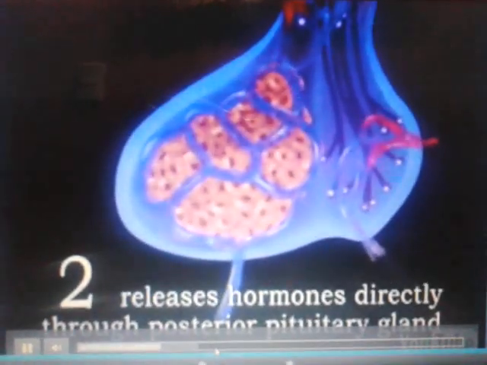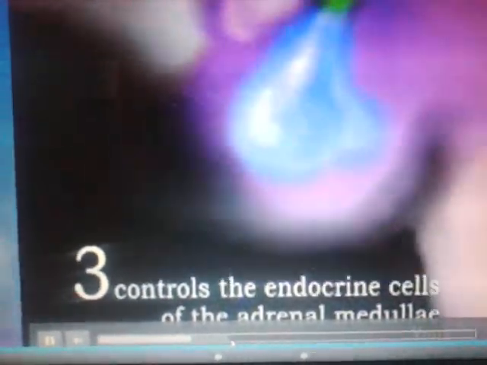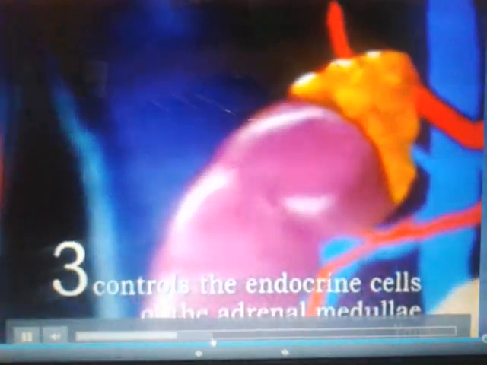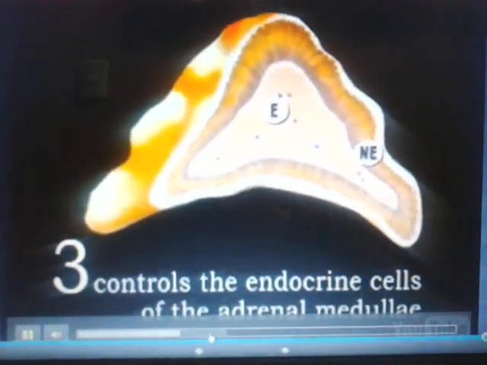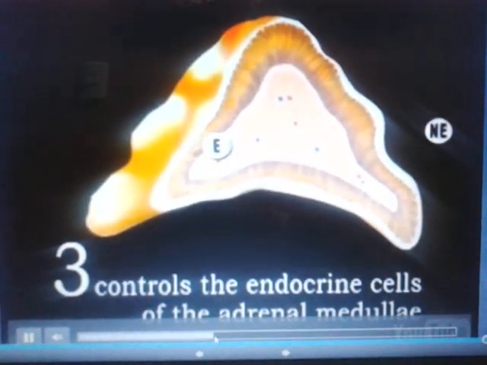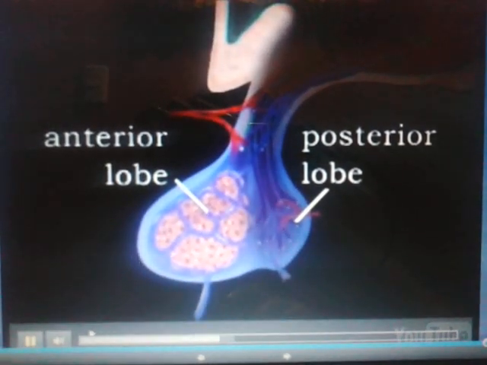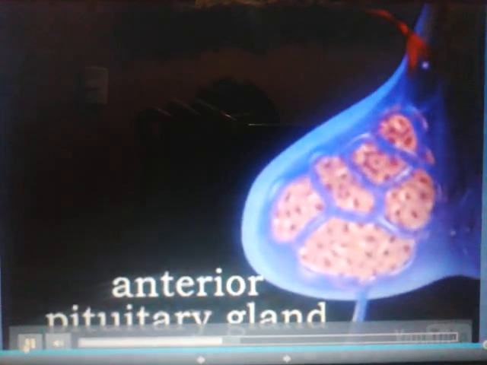Two, the hypothalamus controls the endocrine cells of the adrenal medullae, which produce a very important hormone called adrenaline. There are two lobes, the posterior lobe and the anterior lobe. The anterior pituitary gland.